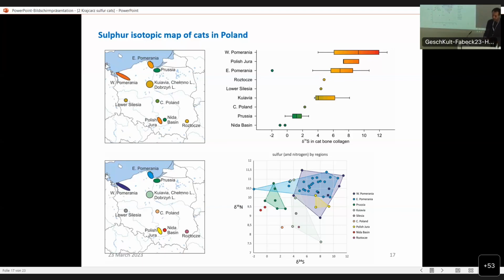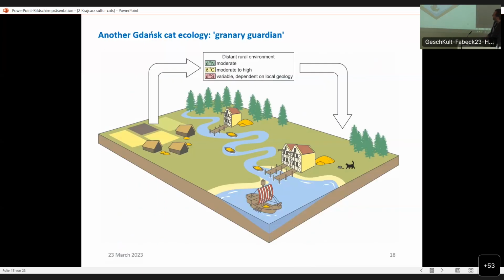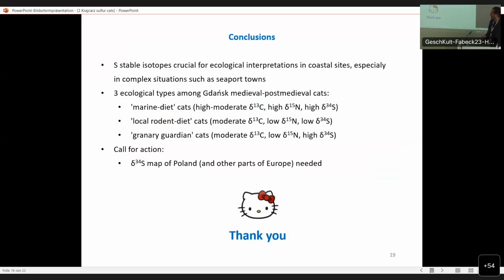So we think that in Gdańsk we can see another type of cat ecology that we call granary guardian. It means a cat that relies on rodents that rely on grain, but the grain is not local but imported from somewhere else, sometimes not from a very far distance, like several hundred kilometers from southern Poland, sometimes from an area situated nearby, like Western Prussia, which is not very far, but has unusually low sulfur values.